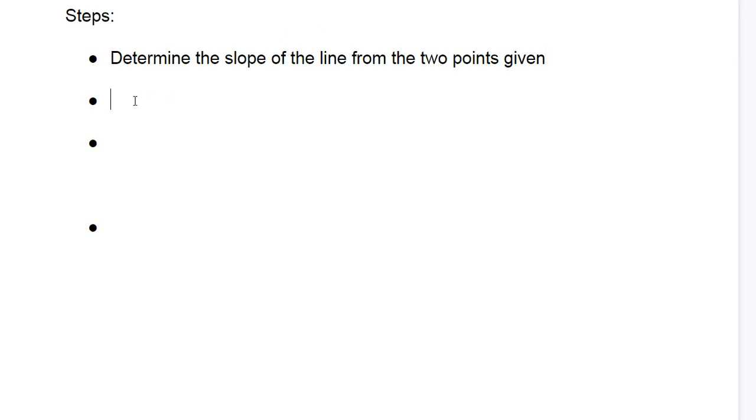Next, you want to determine the y-intercept of the line. We're going to do this a couple different ways. You can draw a line between the two points. You can use your slope to go from one point to the next and see where it crosses the y-axis. But you want to find some way of determining the y-intercept of the line.